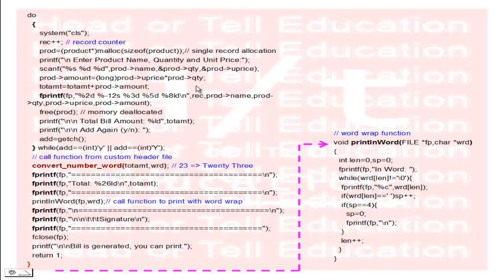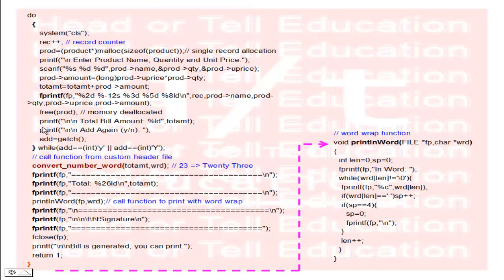Now fprintf, writing the dynamic output in a formatted way in the file. I use the same column widths here, passing the file pointer. Here is the record number, and the product name size is 12, so 12. Then quantity, price and amount. So this line is written in the file. Now again free the memory, meaning the memory is deallocated, because we have already written the product.